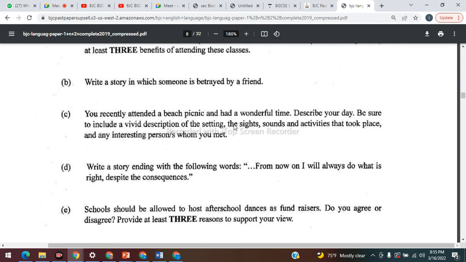Descriptive essays, yes, ma'am? You're going to write a plan with it too. This one is a descriptive essay. Describe your day. Please don't do descriptive essays. They're trying to kill you. Because what they say is, be sure to include a vivid description of the setting, the sights, the sounds, activities that took place. Trust me, they will mark this hard. Don't go the descriptive route. And don't go the narrative route. Please.